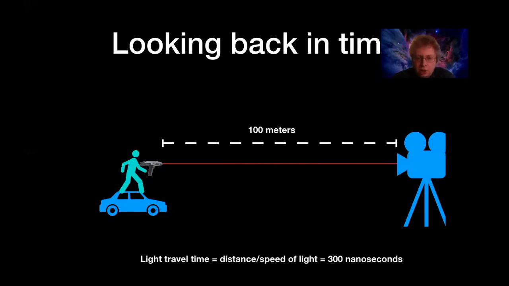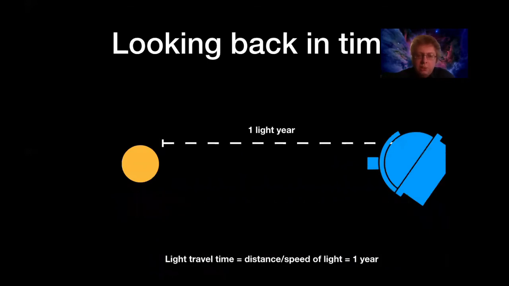So that's not very long, but let's make the distance a little bit larger. Instead, let's think about a star that's about 1 light year away from our telescopes. Now, the distance is very large, it's a light year, and light takes a year to travel this distance, by definition. 1 light year is the distance light travels in a year. So anything we see happening on that star today actually happened a year ago, because that's how long it took for the light to get here.